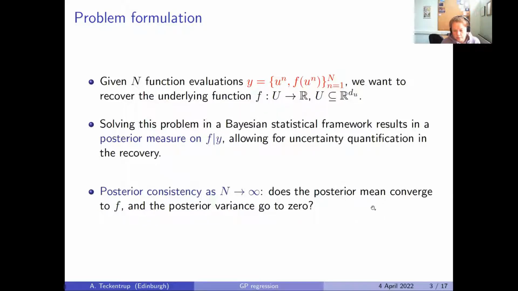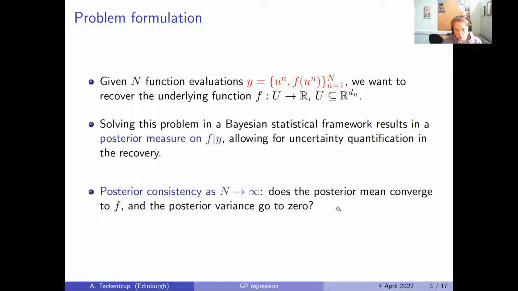So phrasing that mathematically in this context, we look at the posterior distribution that we have, and essentially you're interested in whether this posterior distribution tends to concentrate on the truth. So the mean of this posterior converges to the true function f, and the variance goes to 0, so that you're really concentrating on the truth. So that's what we're going to be interested in.